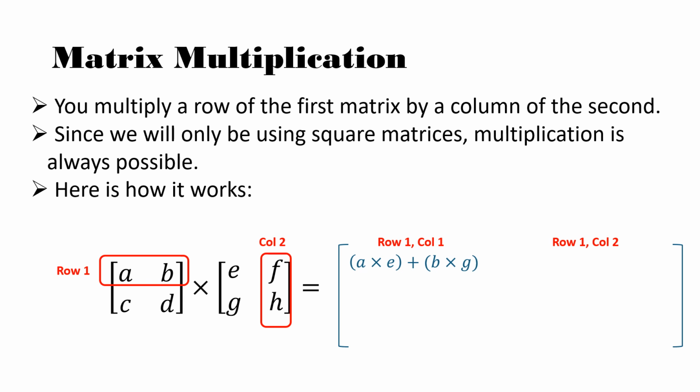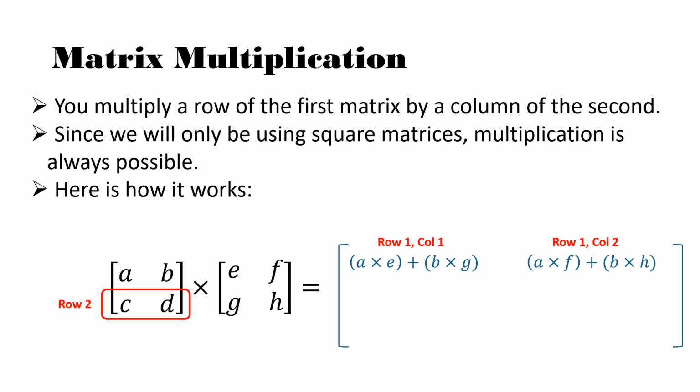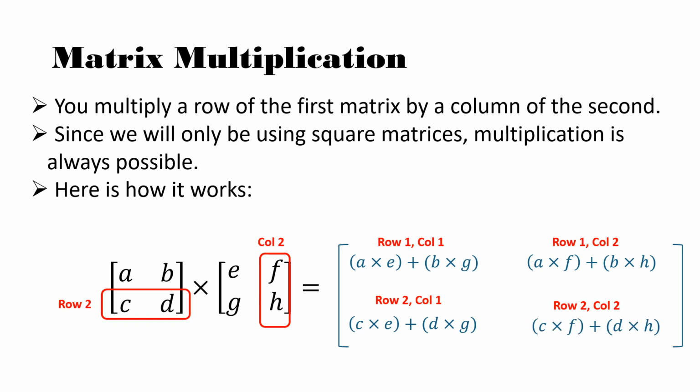Be very, very clear that the row always comes first, and that's going to be a common thread throughout our work. So when we multiply these together, we get A by F plus B by H. Then we move down to the next row, which gives me row 2 in the first matrix by column 1, and that fills in as C by E plus D by G. And finally, we get row 2, column 2, which is C by F plus D by H.